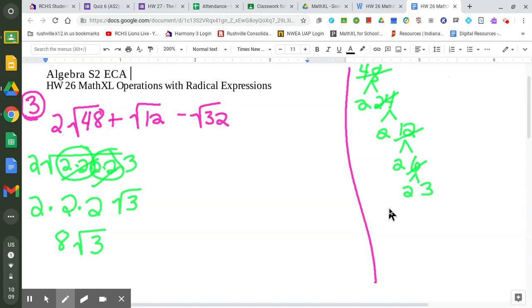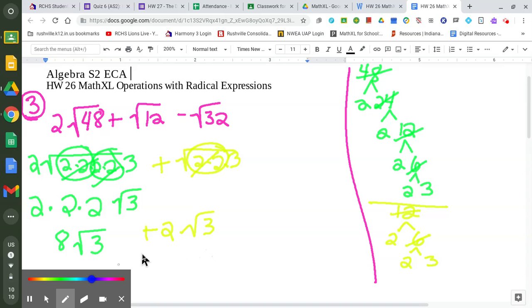I'm going to actually do that down here. So 12 divided by 2 is 6. 6 divided by 2 is 3. So this is plus square root 2 times 2 times 3. Circle a pair of 2's. So that means that one 2 comes out. And I'm left with square root of 3.